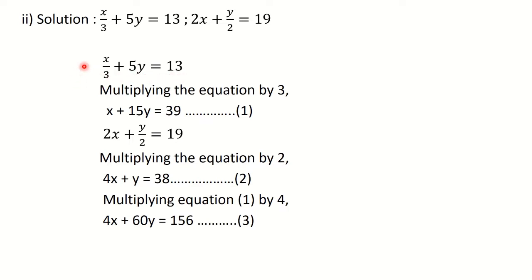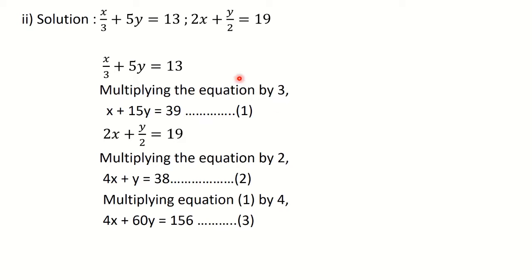When we multiply by 3, this 3 and 3 will get cancelled, and in the first term we will get simply x. Here, 5 3s are 15, so you will get 15y. And here 3 into 13 is 39. So this is our equation number 1. We have reduced this equation to the simplest form.